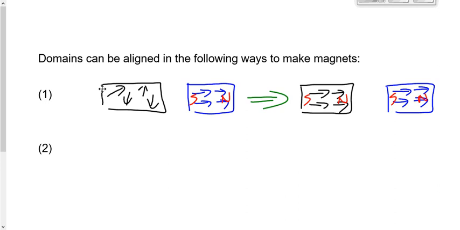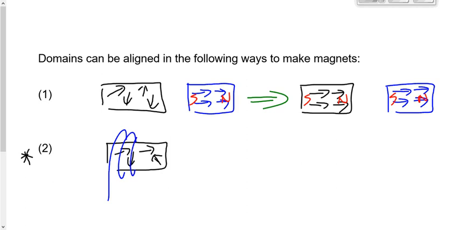Now, the other way, we'll start this because we're not going to talk much about this today. That comes in a couple of days. The other way to align these domains that are more or less pointing in a random direction is to wrap a wire around this non-magnetized ferromagnetic material. Can you see what I've done there?